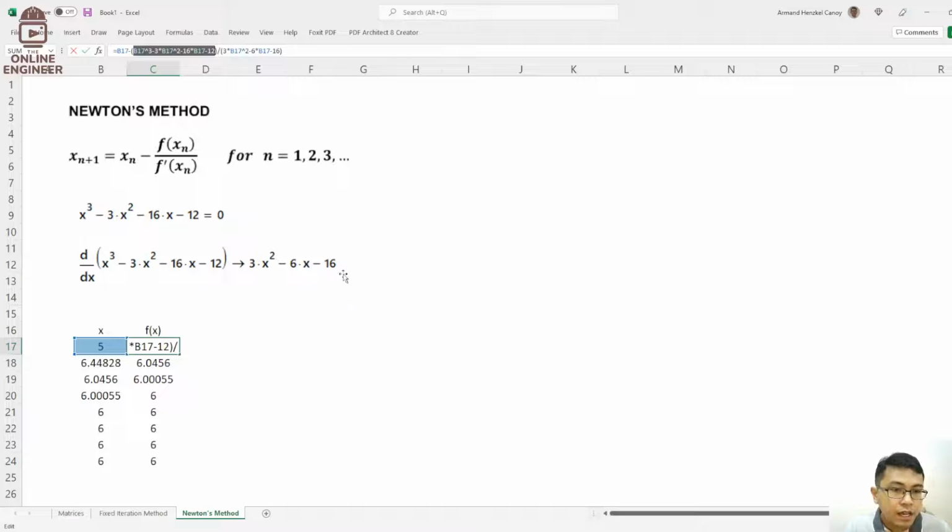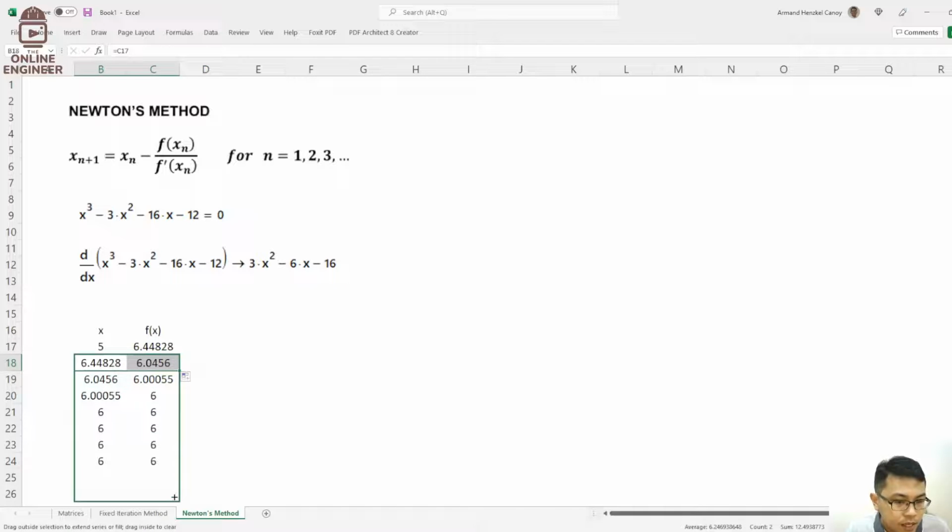Divided by, I'm also using here the f prime. Okay, so that's 3x squared minus 6x minus 16. So this is now the result. Now, this is iterative, so this will now become the new value of x. So notice, I just equate that to C17. I equate that to this value, and then this one, I autofill down below.